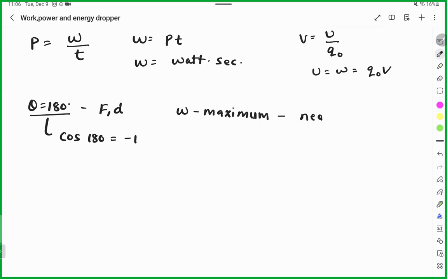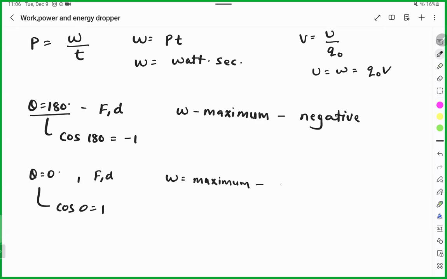Okay. So Anvita, what happens if theta is equal to 0? So 1, right? Cos 0 value is equal to 1. So here work done will be again maximum, but this time in the positive way, right?